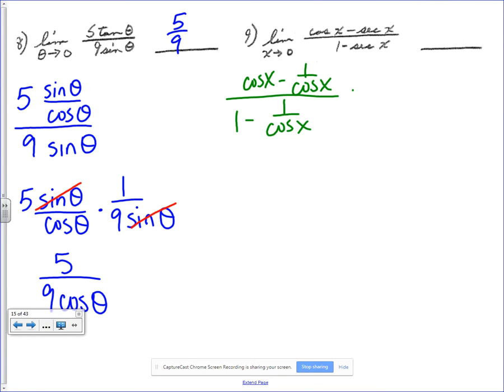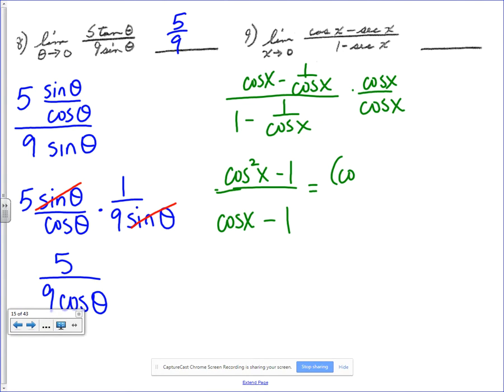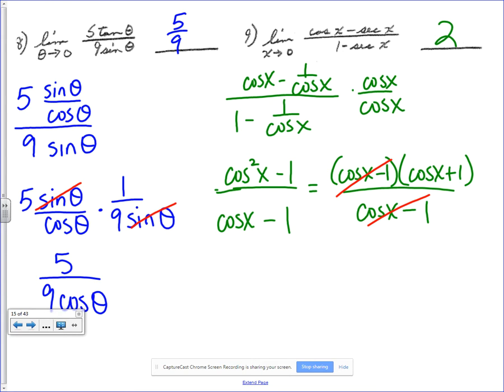Okay, well, let's multiply everything by cos x over cos x to get rid of that fraction within a fraction. So there's my numerator. And here's my denominator. And now I think we're in business. Factor this by perfect squares. They cancel. Plug in your 0, and you get a final answer of 2.